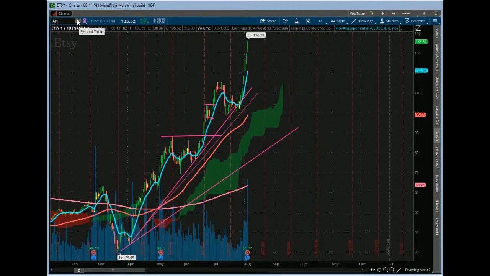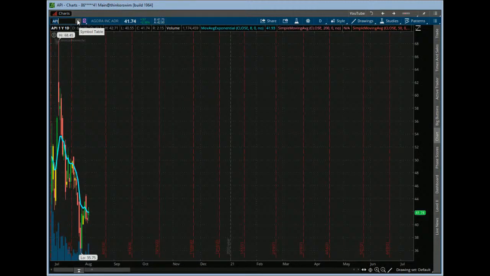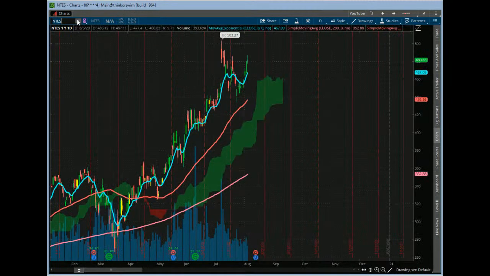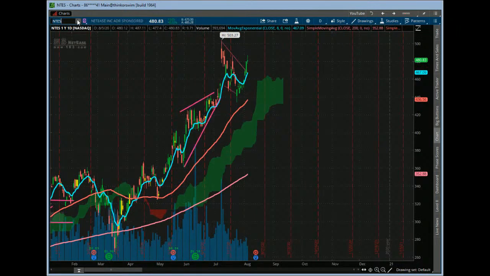API, let's take a look. API kind of chopping around right there. So we try to avoid the chop, right? So Netties, potential pause day there. So keep an eye on that one. Netties! See if that turns into a doji sandwich for a move up there.